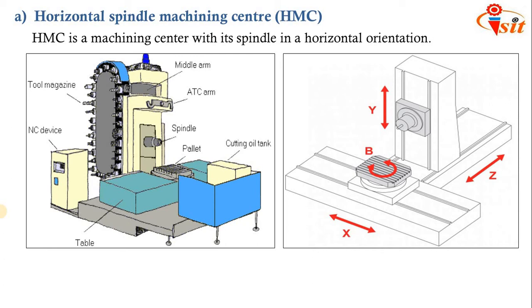HMC is having a rotary table with the axis parallel to the y-axis and it is called the b-axis. So in this diagram you can see the rotary table is given, with the b-axis parallel to the y-axis. Generally these are single spindle machines with ATC and APC, that is automatic tool changer and automatic pallet changer. So it is having a single spindle mechanism.